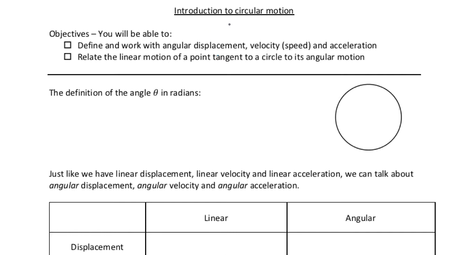This lesson is an introduction to circular motion, where you'll learn to define and work with angular displacement, velocity or speed, and acceleration, and relate the linear or tangential motion of a point to its angular motion.